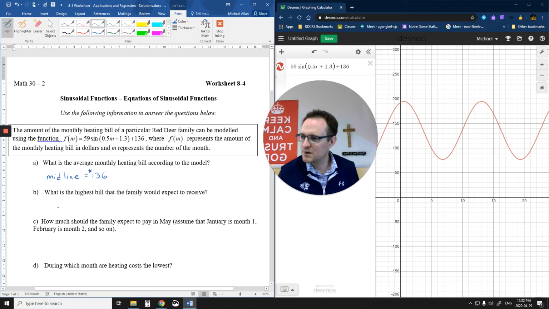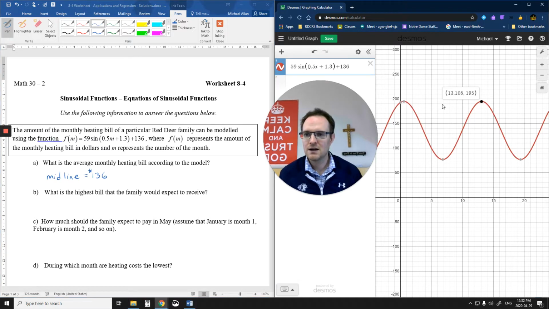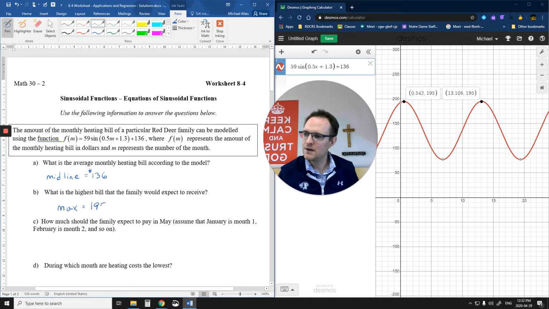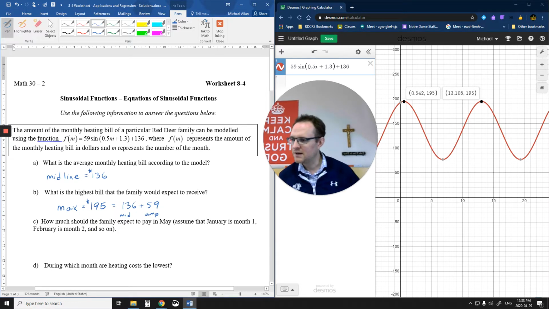What's the highest bill you would expect to receive here? So I go to my graph, and I can pick one of these max points. They're all the same, but it looks like you get a max from the graph, 195. But you can also do it from the equation too. We could say, okay, that's my midline plus my amplitude. Mid plus my amplitude. And I get that 195 as well.